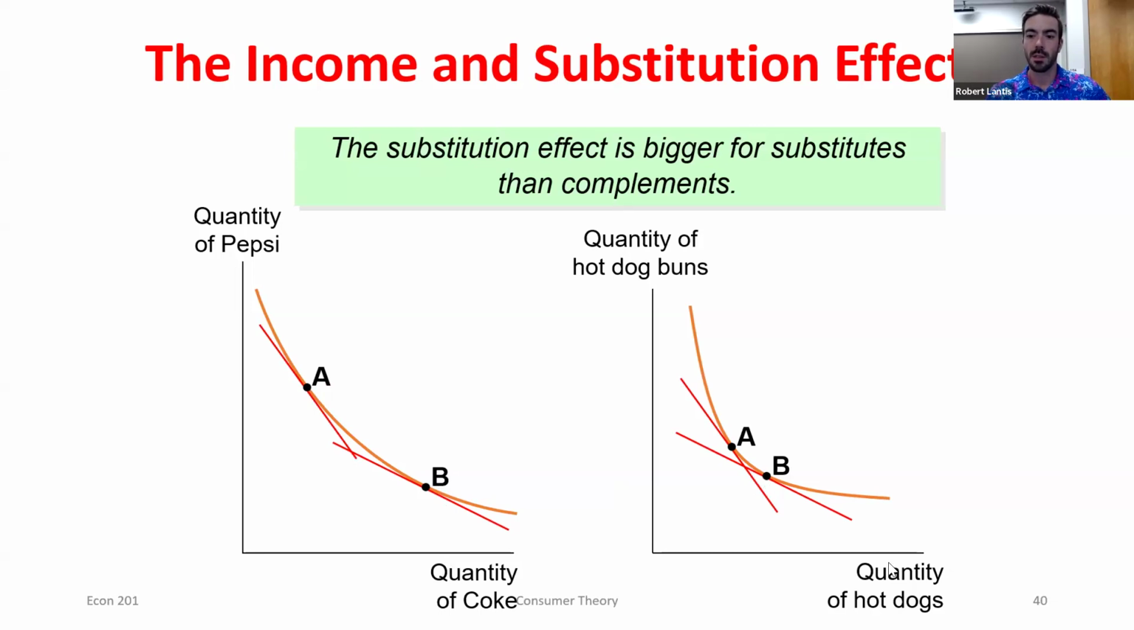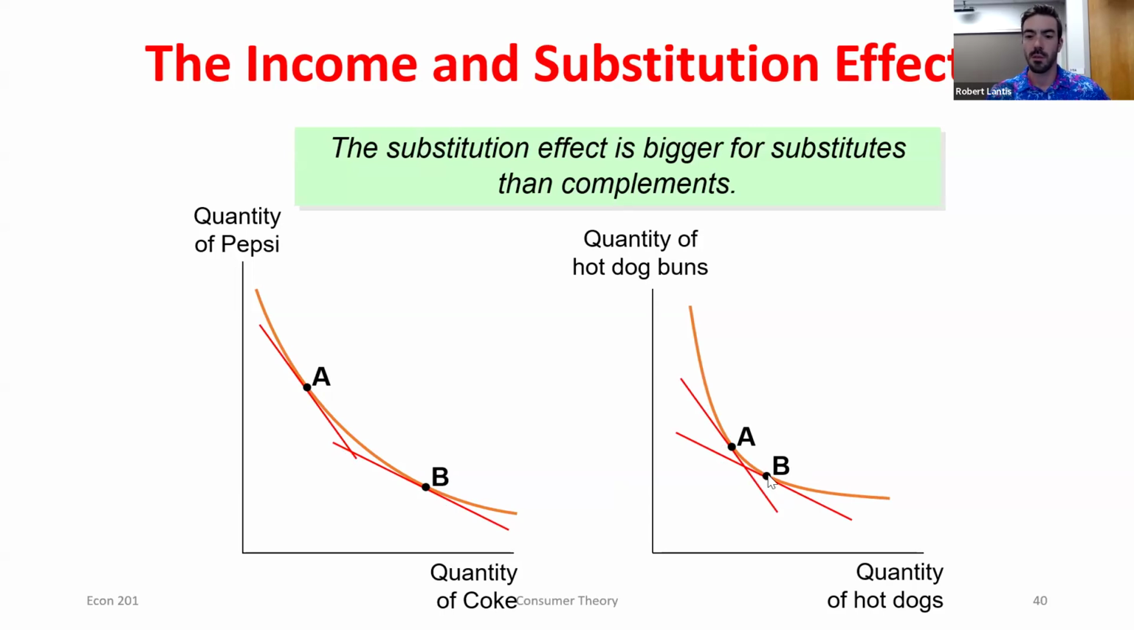Now, if they're complements, hot dogs, hot dog buns, even if we saw the same change in the relative prices, well, because I don't really want to just have a hot dog, I want to have it on a bun, maybe if the price of hot dog buns changes, or the price of hot dogs changes, I might not consume that much less of the other good, okay? Maybe I do still buy some hot dogs.